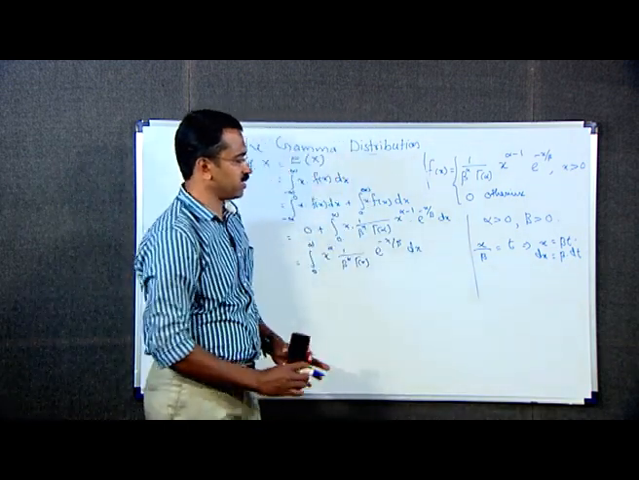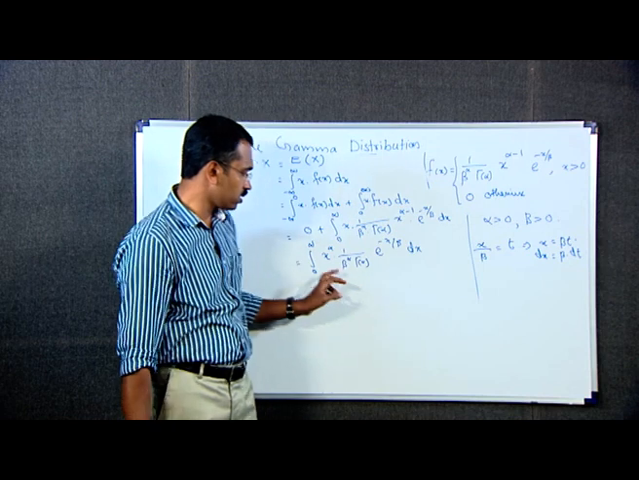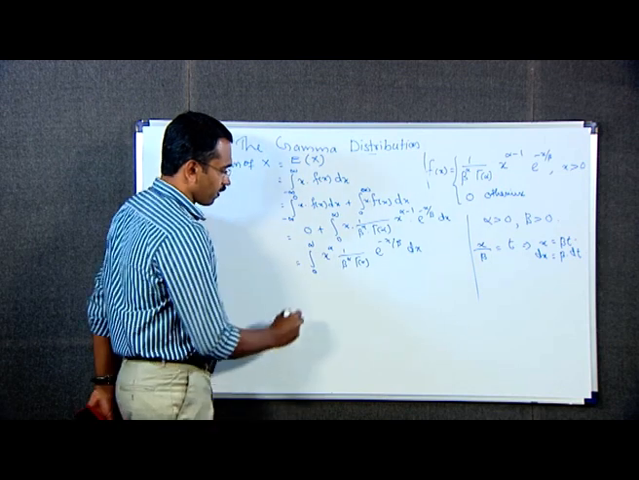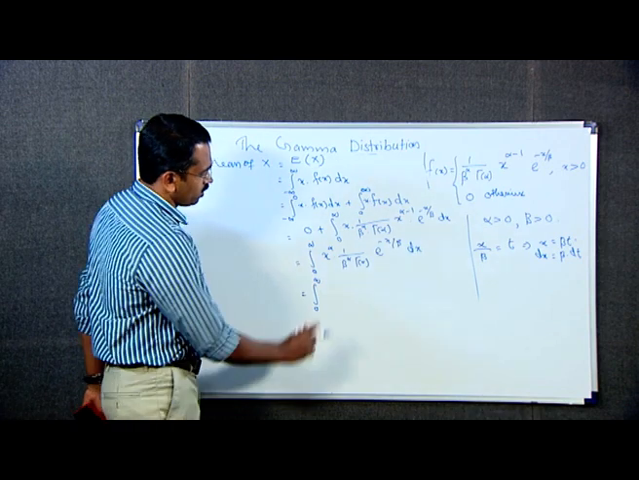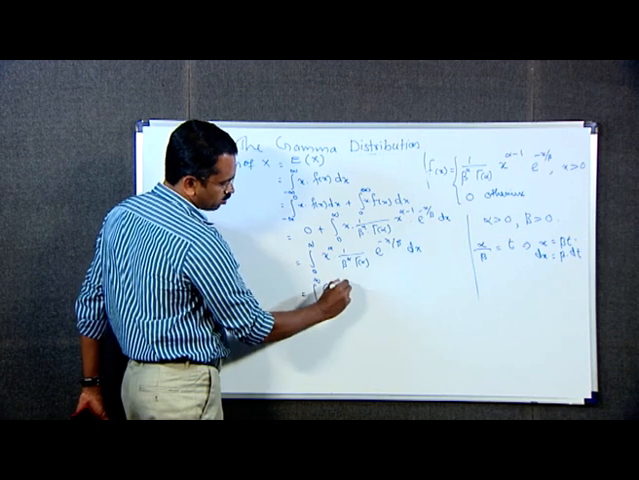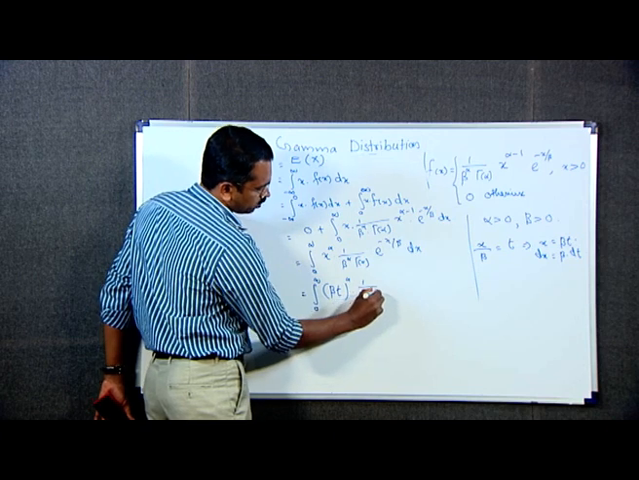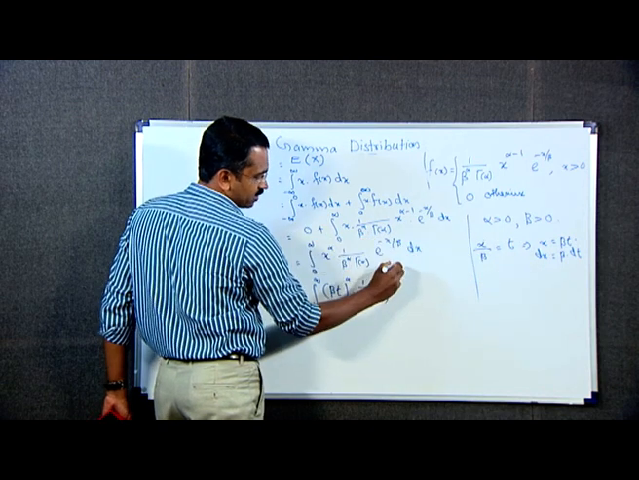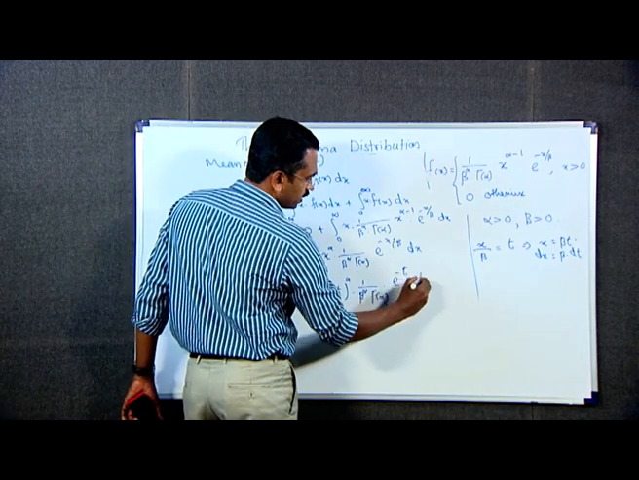The limits of integration are, when x is equal to 0, t is also equal to 0, and when x is equal to infinity, t will become infinity. Therefore, this is equal to integral from 0 to infinity, x raised to alpha means beta t all raised to alpha, into 1 by beta raised to alpha into gamma alpha, e raised to minus x by beta is minus t, dx is beta dt.